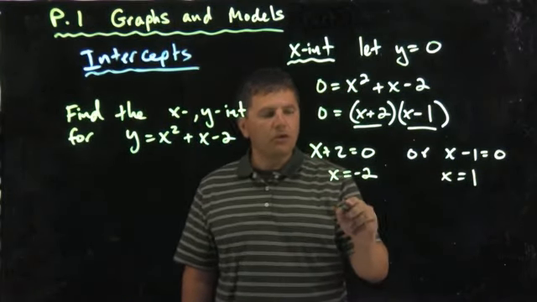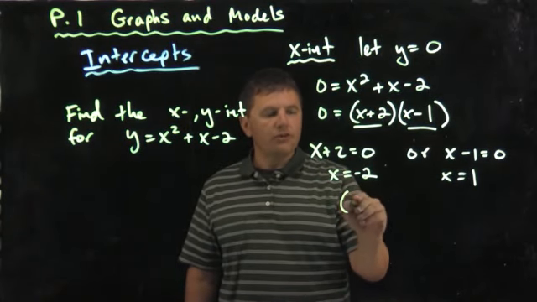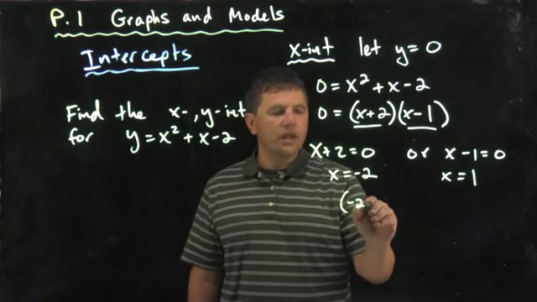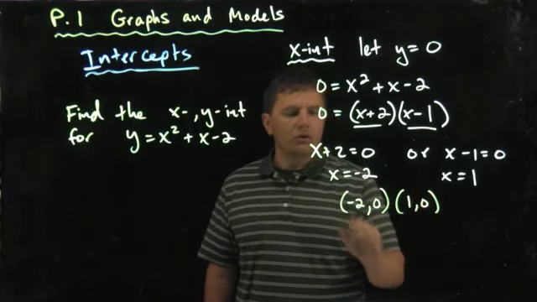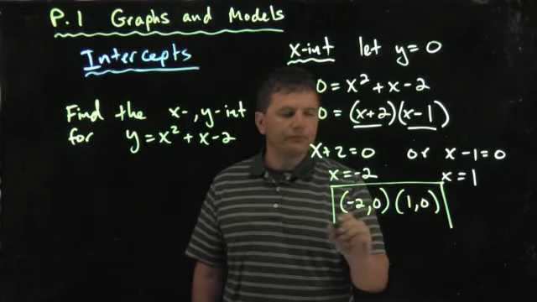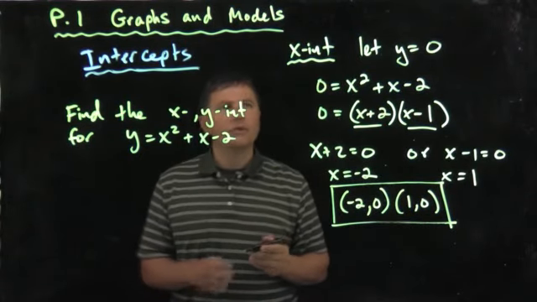Once again, when we label our x-intercepts, we want to do it as a coordinate pair. So negative 2 comma 0 and 1 comma 0 are the intercepts. And there you go.